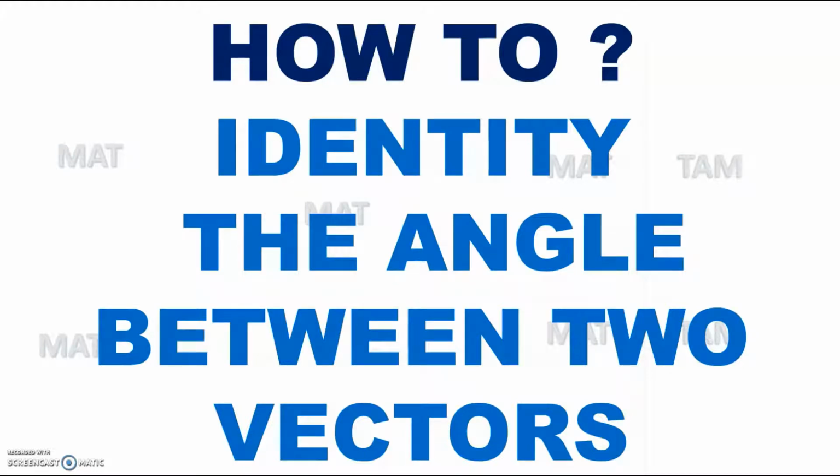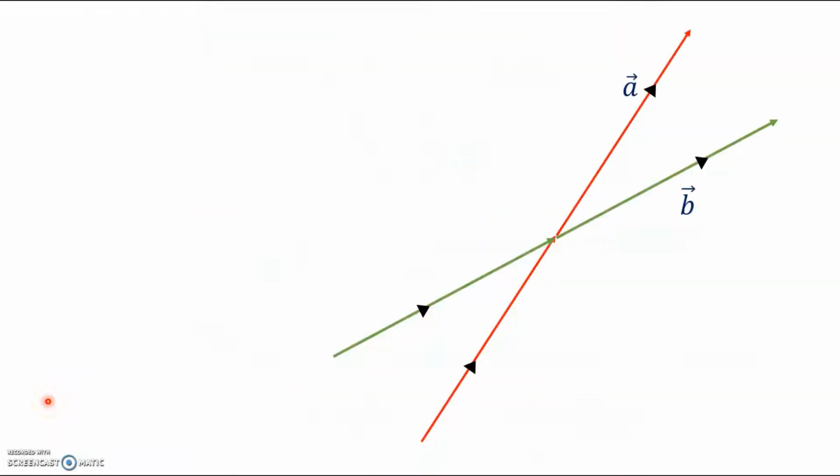How to identify the angle between two vectors is the topic of this video. Now let's consider two vectors, vector A and vector B. Now can you see that vector A and vector B are intersecting with each other? So there is an angle at the point where they diverge. So we can call this angle the angle between the two vectors, and let's define it as theta.